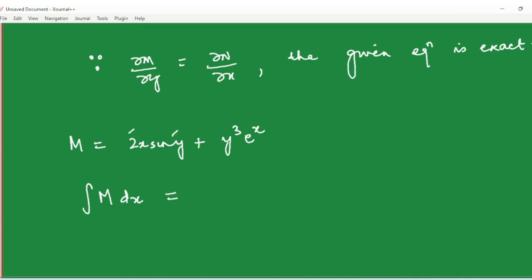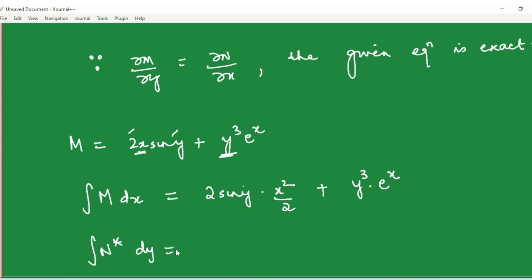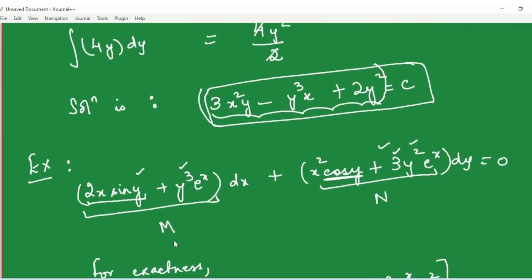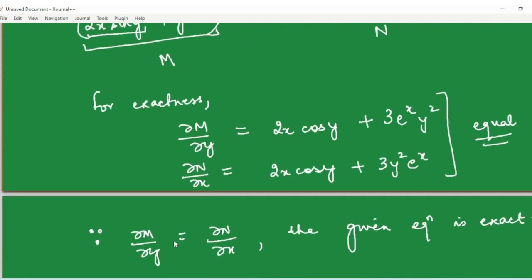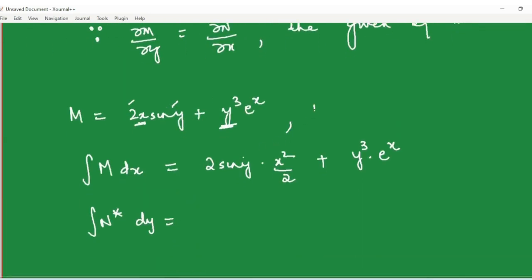So y as a constant, that means 2 sine y is like a constant. The integral of x would be x square by 2. And here y cube will be like a constant and the integral of e to the power x is e to the power x. Now look at n star dy. Let's first see what n is here. N was x square cos y plus 3y square e to the power x. So let's copy n here.